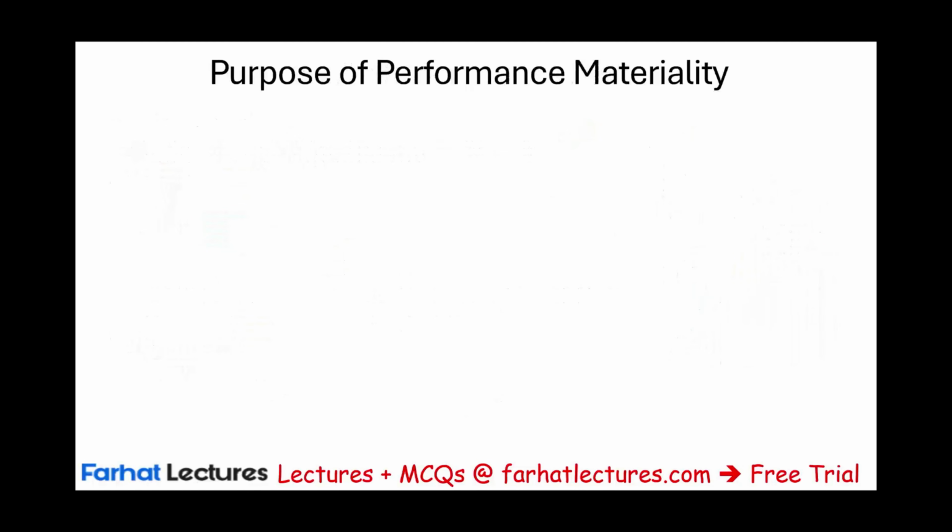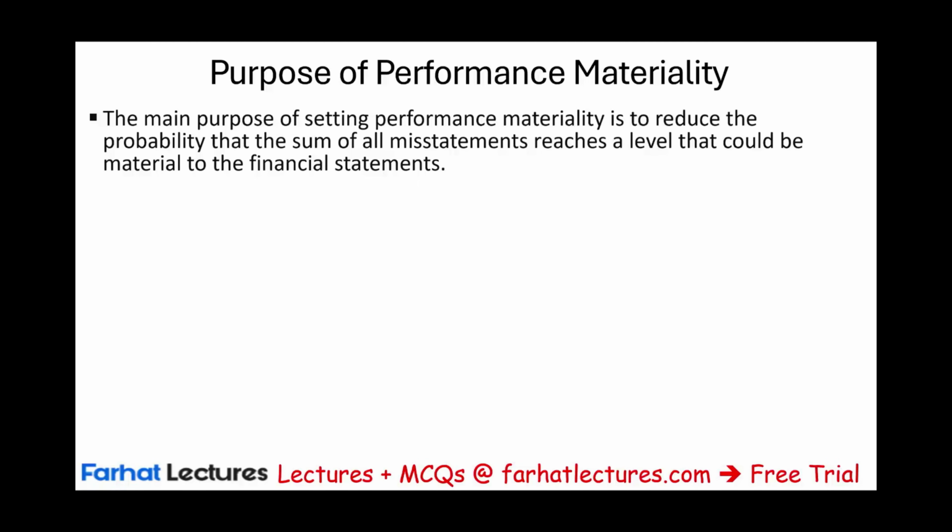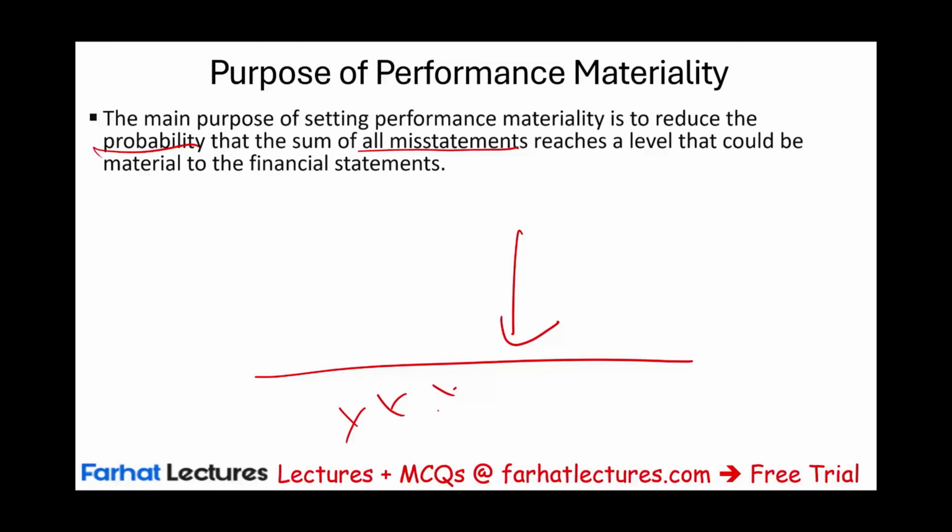So what's the purpose of performance materiality? Let's kind of summarize everything. The main purpose of setting performance materiality is to reduce the probability that the sum of all misstatements reaches a level that could be material to the whole financial statement. When I set my performance materiality low, it means I want to catch all those small mistakes before they add up to be a major mistake for the overall financial statement. So when I set materiality low, I'm catching the low mistakes. This way, I'm catching the mistakes that could individually, small mistakes could add up to a lot, so I can catch them, fix them, so my statements are not misstated. My financial statements are truthful.